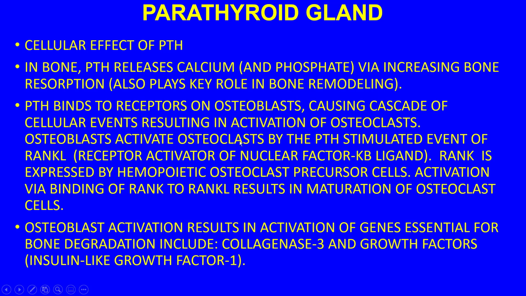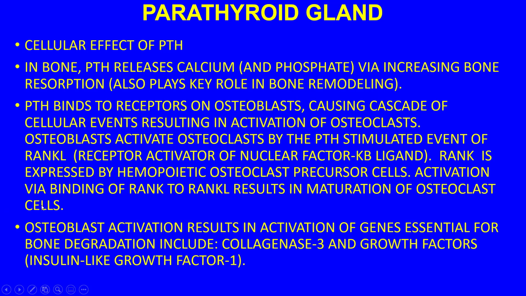Osteoblasts will activate the osteoclast by this PTH-stimulated expression of RANKL. This is a receptor activator of nuclear factor kappa B, and this is a ligand, so they call it L. Now, RANK is expressed by hematopoietic osteoclast precursor cells. So the activation via binding of RANK to RANKL results in the maturation of osteoclast cells.